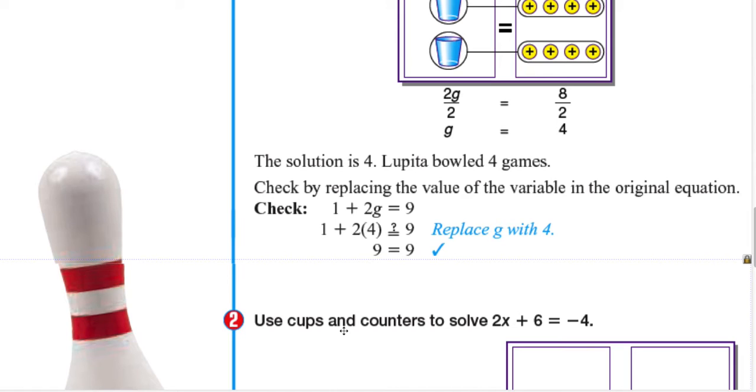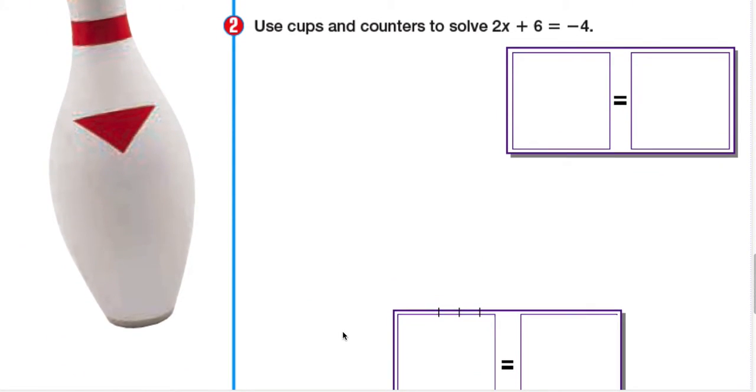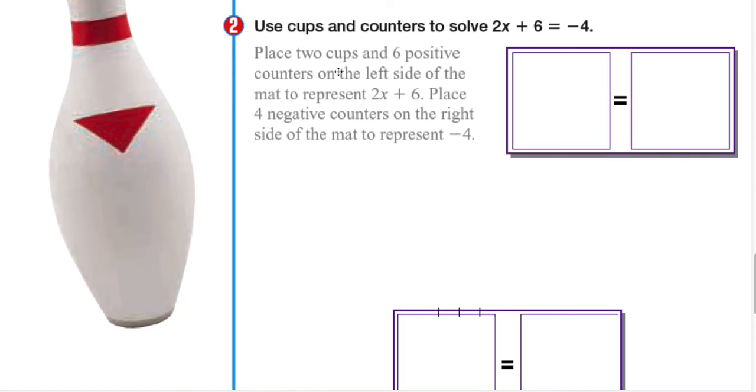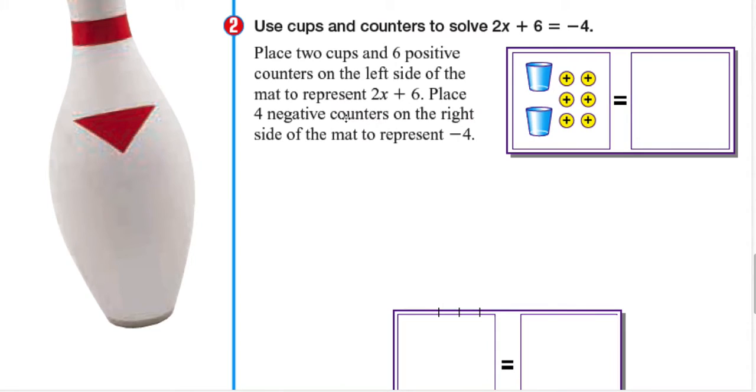Let's take a look at this example. Use cups and counters to solve 2x plus 6 is equal to negative 4. Again, we need to place 2 cups and 6 positive counters on the left side of the mat to represent 2x plus 6. Place 4 negative counters on the right side of the mat to represent negative 4. And then this represents 2x plus 6 is equal to negative 4.